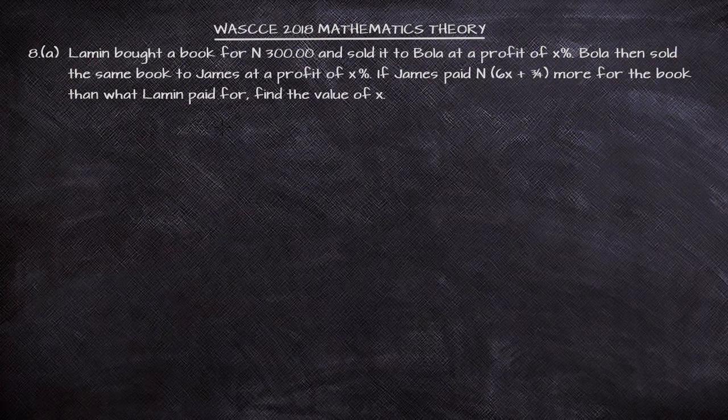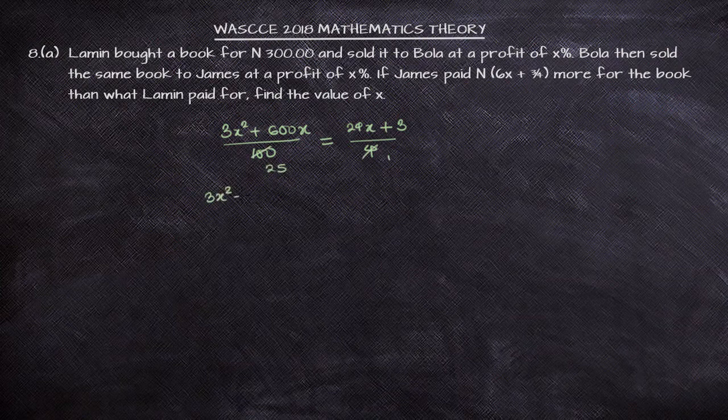So if we clear our work area, we have 3x squared plus 600x divided by 100 is equal to 24x plus 3 divided by 4. Now we can divide 4 into 100, which is 25. So we have 3x squared plus 600x divided by 25 is equal to 24x plus 3 divided by 1.